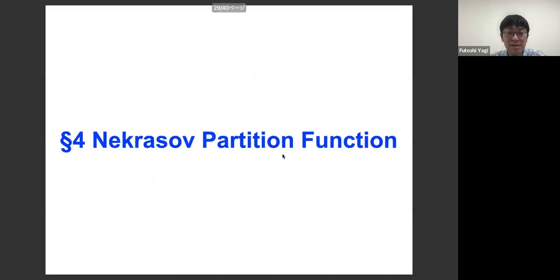So finally, I would like to discuss this freezing effect at the level of the Nekrasov partition function. But before that, do you have any questions?